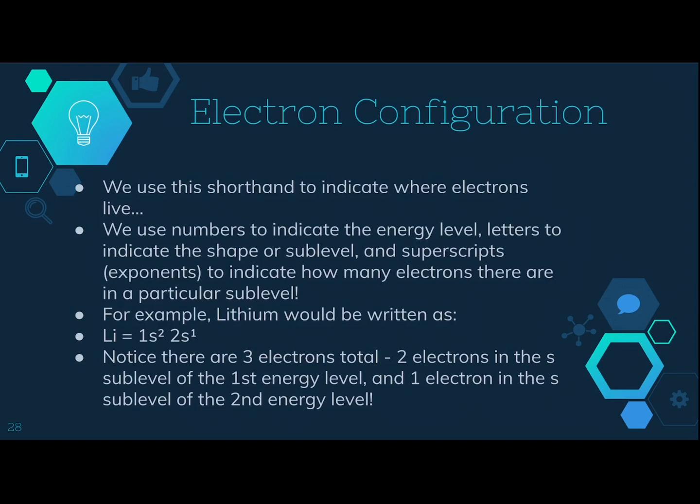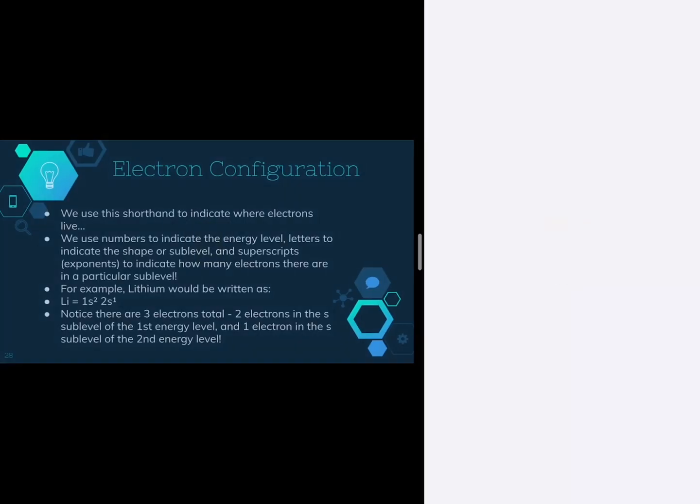Electron configuration indicates where electrons live or where they're located. We use numbers to indicate the energy level, letters to indicate the shape or sublevel, and superscripts to indicate how many electrons there are in a particular sublevel. So let's practice what this looks like.